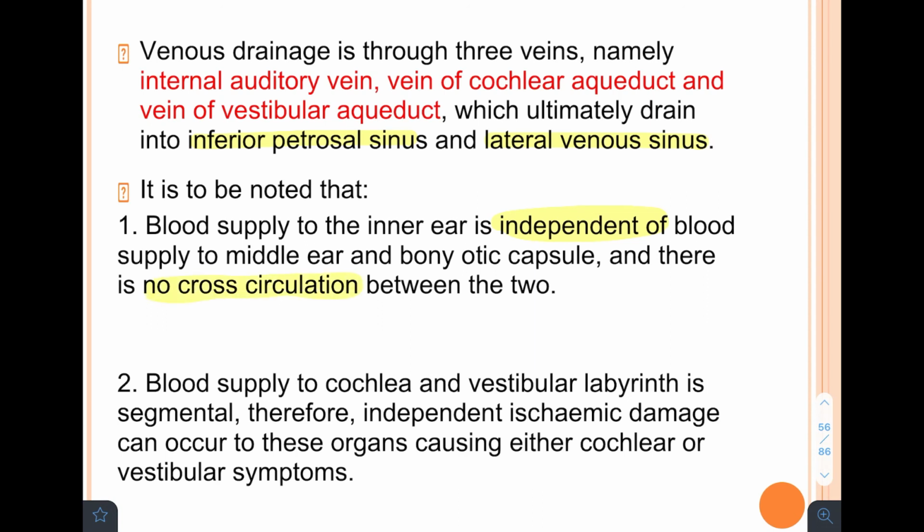And blood supply to the cochlea and the vestibular labyrinth is segmental, which means independent ischemic damage can occur to these organs, causing either cochlear symptoms or vestibular symptoms independently. So, they do not necessarily have to be present together. There can be independent ischemic damage. So, this completes the basic anatomy of the inner ear.